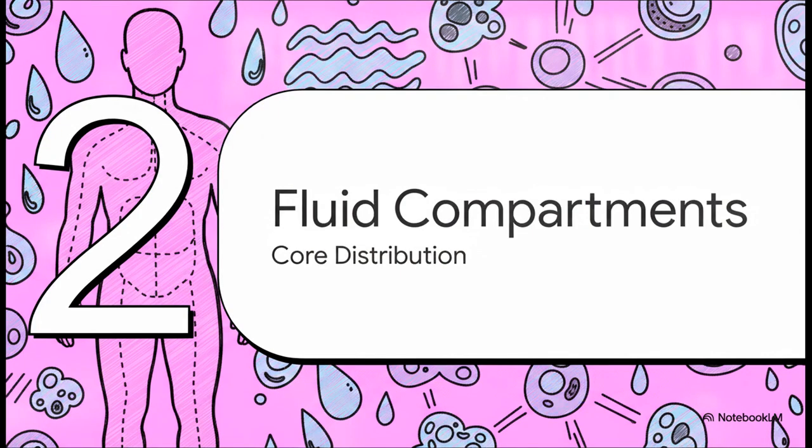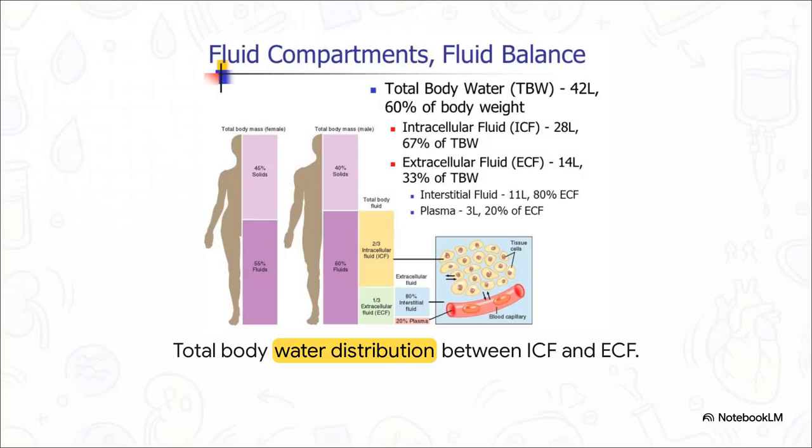Section 2. Core fluid compartments. Now that we understand that primary drive for balance, let's map out exactly where all this fluid actually lives inside the body. Get this, about 60% of a healthy adult's body weight is just pure water. Understanding how it's divided up is absolutely crucial for anticipating how IV fluids are going to shift once you hook up a bag to your patient.